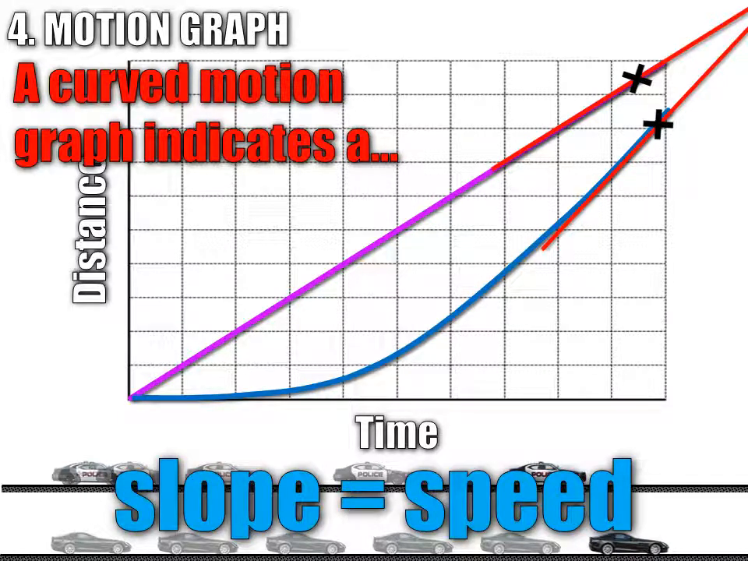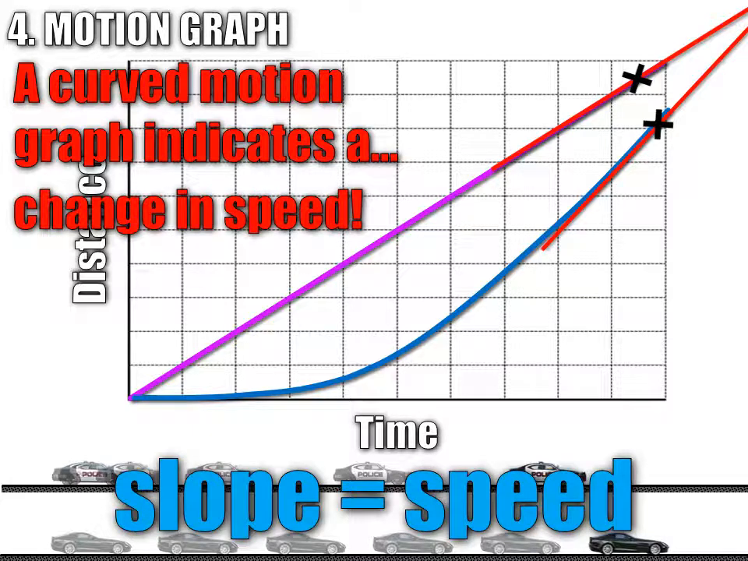So what does a curved motion graph indicate? On a motion graph, what does a curved motion graph indicate? Have you figured it out yet? When a motion graph is curved, it means change in speed. So if you see a motion graph that's curving, it means the object is changing speeds. Or you could put this another way and say that a straight line on a motion graph represents a constant speed.